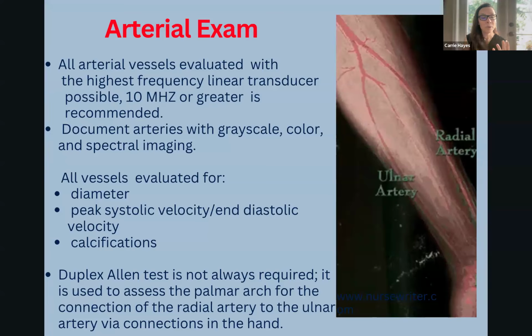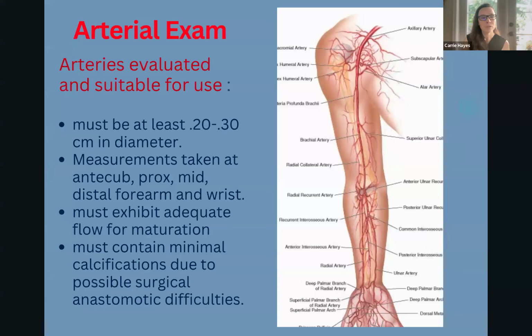And then I mentioned the duplex Allen test here, not always required, but this is that test to assess the palmar arch for connection of the radial artery to the ulnar artery. I remember doing this in some patients, but I wanted to just mention this here, that it's definitely a consideration when you're connecting vessels.